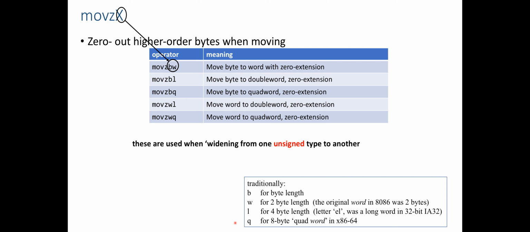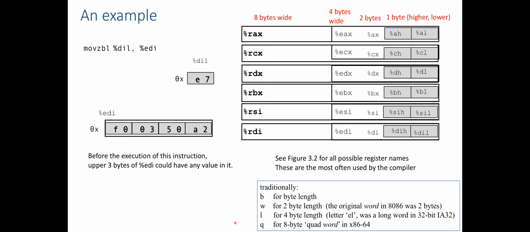So we can move from a byte to a word, a byte to a long, a byte to a quad word. And then we can move from a word to a long and a word to a quad word. When we zero extend, this makes sense to be used. This Z means zero extension, and so that makes sense to be used for unsigned values. So keep that in mind. The movz, zeroing out the extension, is used for unsigned.